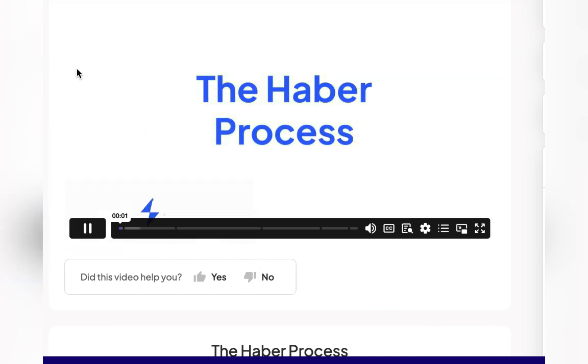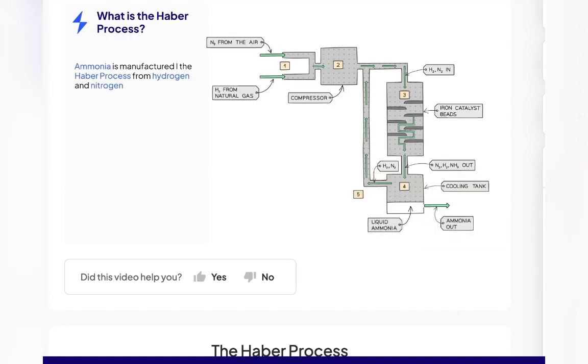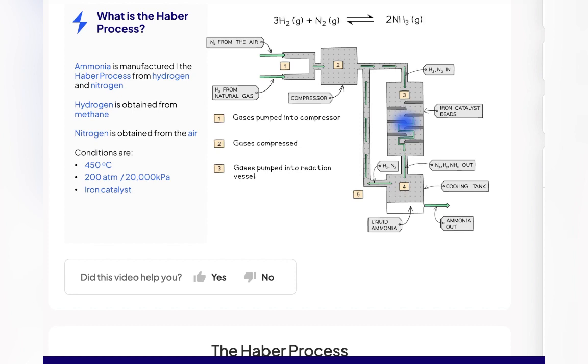This video is about the Haber process. Ammonia is produced in the Haber process from hydrogen, which is obtained from methane, and nitrogen, which is obtained from the air. Nitrogen and hydrogen enter a compressor, where they are compressed and pumped into a reaction vessel. The conditions inside the vessel are a temperature of 450 degrees Celsius, a pressure of 200 atmospheres, and an iron catalyst is used. Some of the nitrogen and hydrogen react to form ammonia, and an equilibrium is established between the three gases, as shown in this equation.